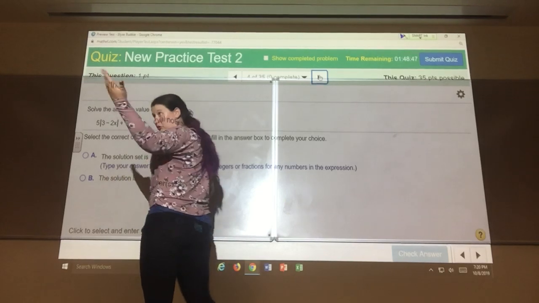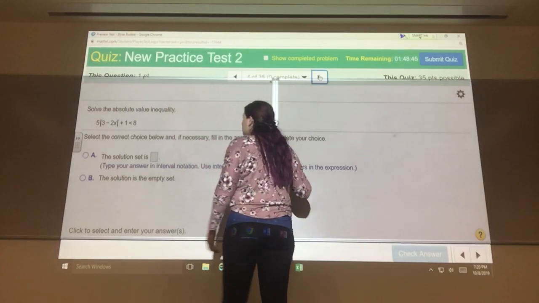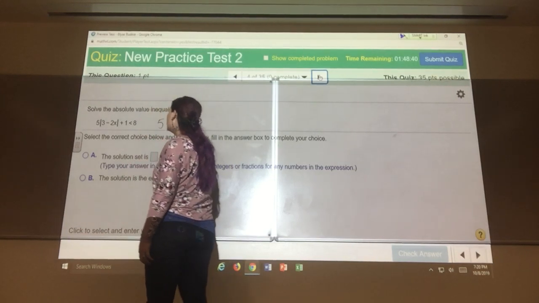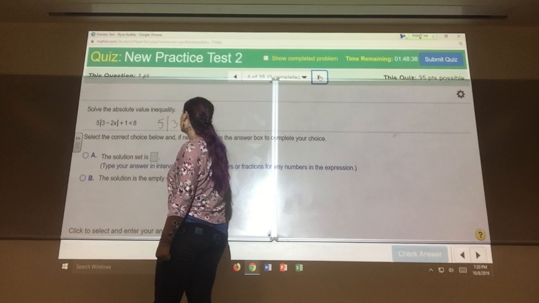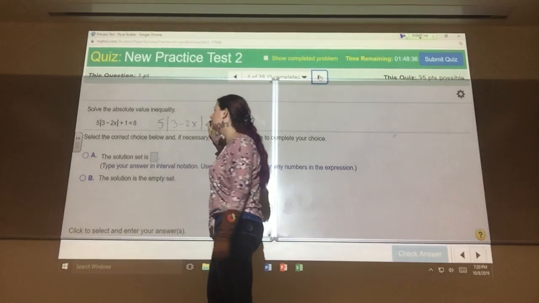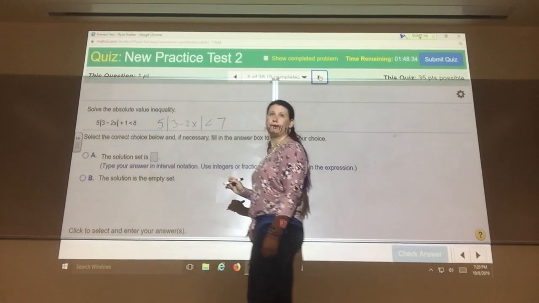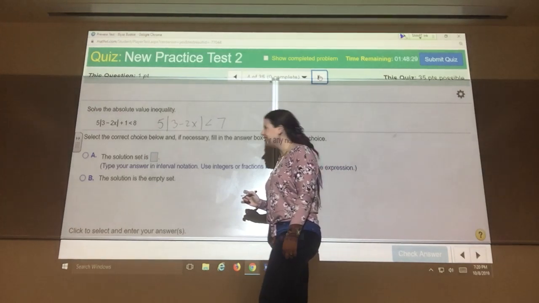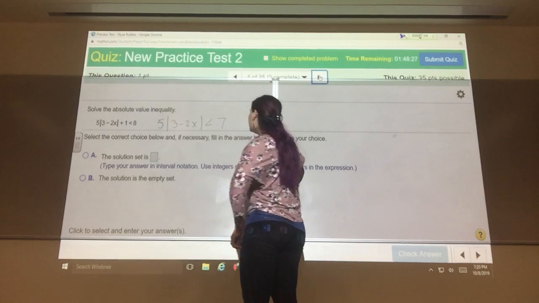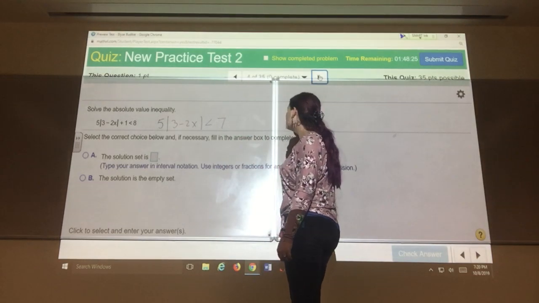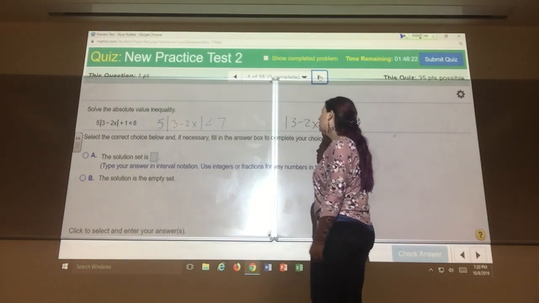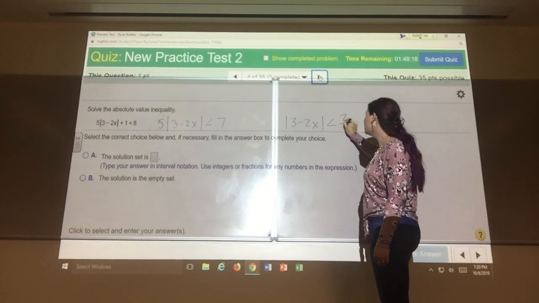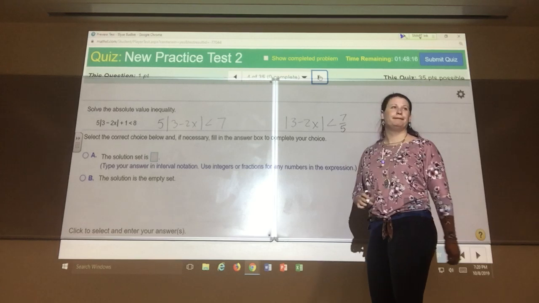Subtract 1, getting it alone. Yeah. Okay, so we subtract by 1, so that means we have 5 absolute value of 3 minus 2x less than 7, right? What now? Divide by the 5. So then we have absolute value of 3 minus 2x less than 7/5. Then what?